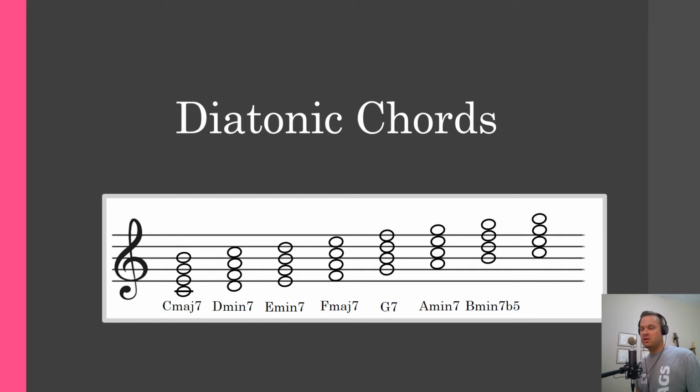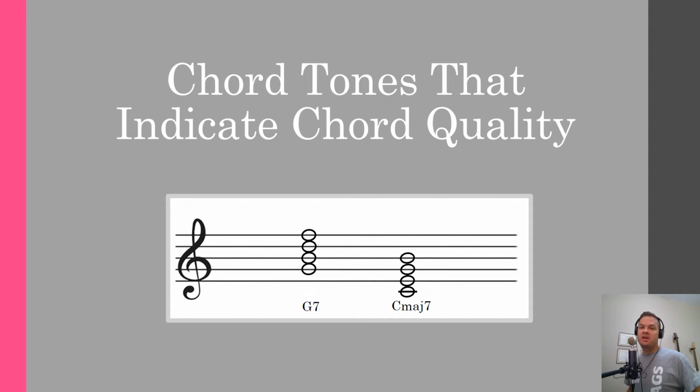The 1, 2, 3, 4, 5, 6, 7, and then back to our friendly 1 chord. Great. So now let's isolate the 5-7 chord and the 1-7 chord. So we have a G dominant 7 and a C major 7.